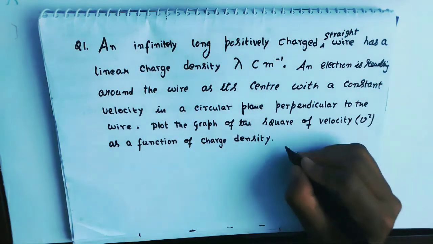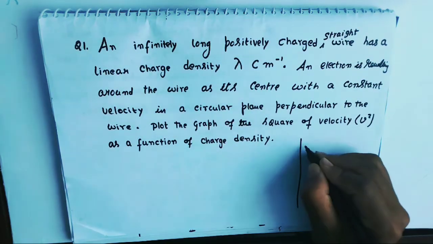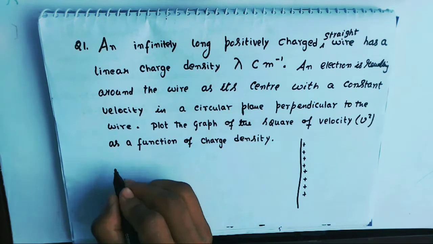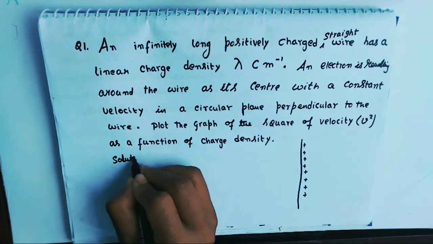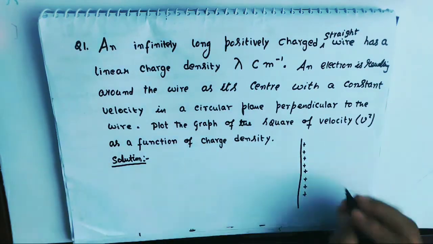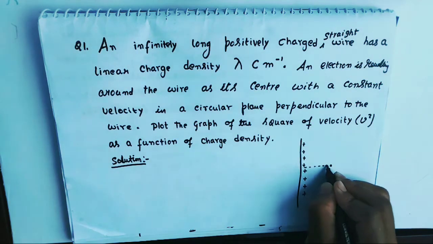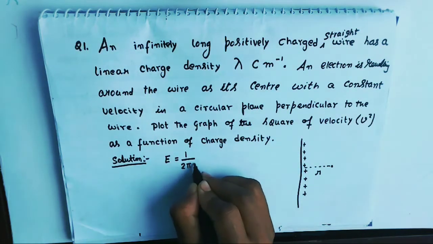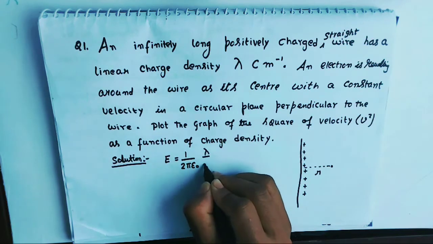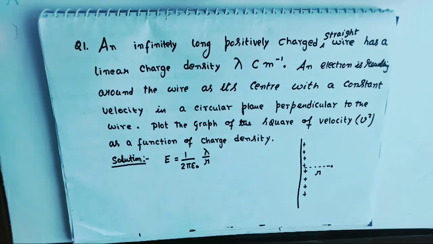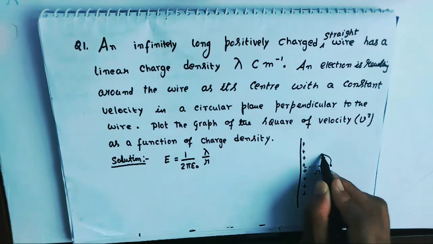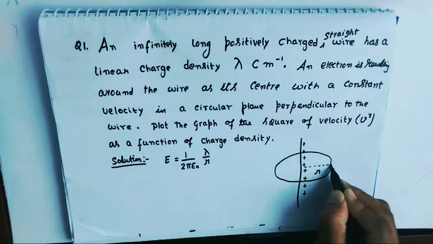So we know that if we have an infinitely long positive charge wire, the electric field at any point which is at a distance r from this charge wire, say somewhere here, is E equal to 1 by 2 pi epsilon naught lambda divided by r. Now the question says, an electron is revolving around the wire as its center with a constant velocity. So let us imagine that this is the electron. It is revolving like this in a circular path.